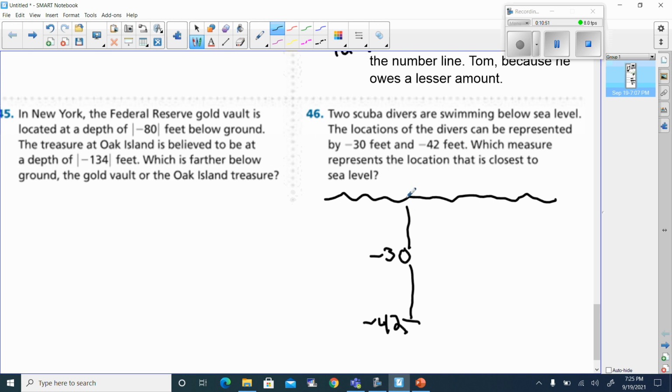Well, as we can see, sea level's over here. We could say that sea level is 0 if we want. Negative 30 is closer than negative 42. So the measure that is closest to sea level is negative 30 feet.